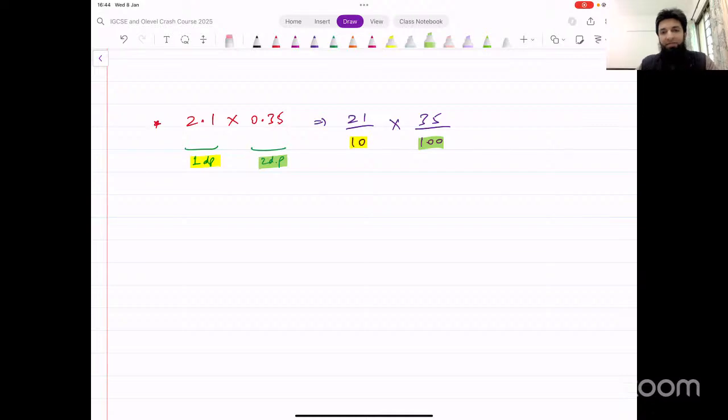And now instead of doing decimal multiplication, we can just do integer multiplication, 21 times 35. Do that multiplication and then divide by 1000 like this. Let's do that. 35 into 21. How do you think about that?